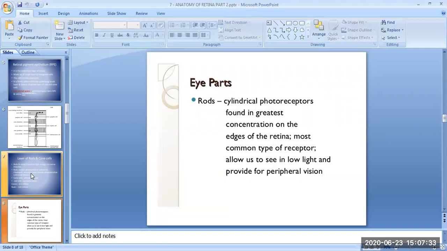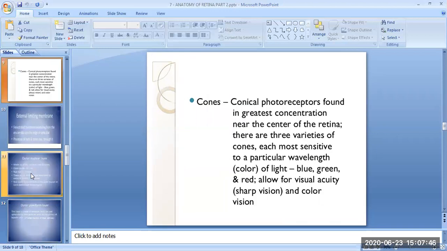The rods are the cylindrical photoreceptors found in the greatest concentration on the edges of the retina. They are the most common type of receptor, allow us to see in low light, and provide peripheral vision. The cones are the conical photoreceptors found in greatest concentration near the center of the retina. There are three varieties of cones, each most sensitive to a particular wavelength of light: blue, green, and red, allowing for visual acuity and color vision.